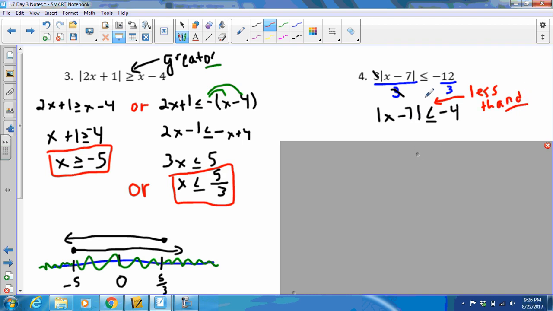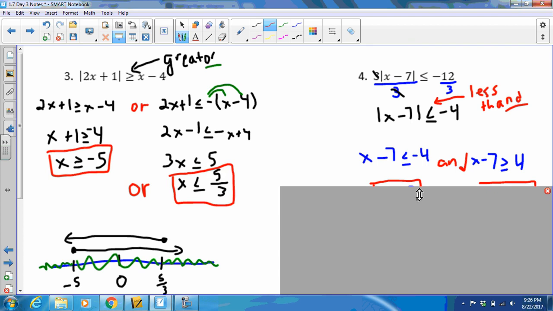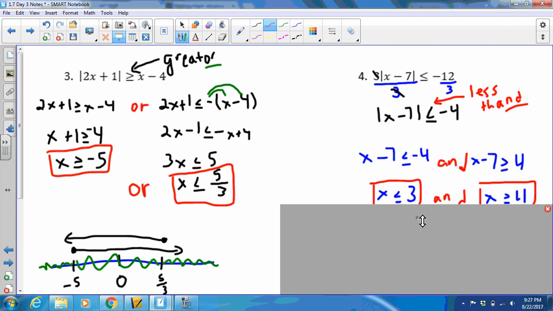So now, using our new original inequality, we write 2 inequalities. The first inequality, we have x minus 7, which is less than or equal to -4. On our second inequality, we keep the x minus 7. Remember, we flip the inequality, and we negate what's on the opposite side. Remember, 2 negatives make a positive. And really, our inequality is an and problem. So now we solve both inequalities.